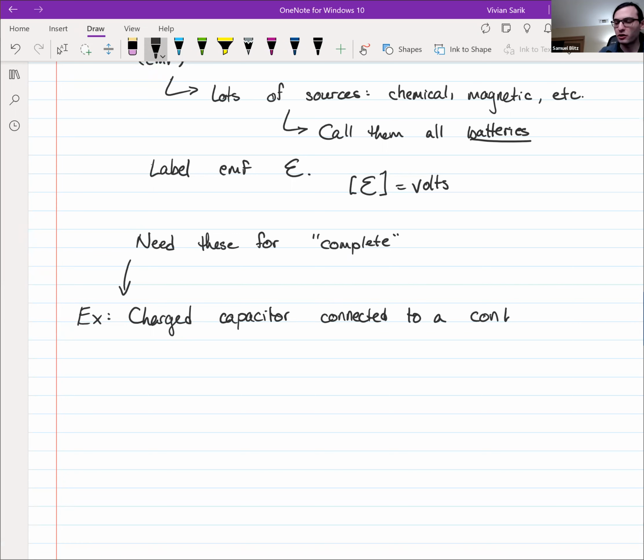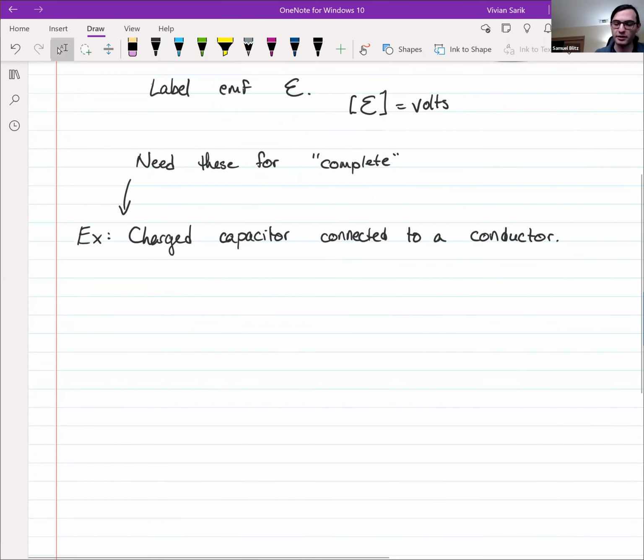So initially, you just have a capacitor that's fully charged. It has positive charges on one side, negative charges on the other side, and it's just sitting there. And then we connect the ends of the capacitor up through a conductor. So the picture here is you have a capacitor, and I'm drawing it really big here. You have a few positive charges on one end, a few negative charges on the other end.